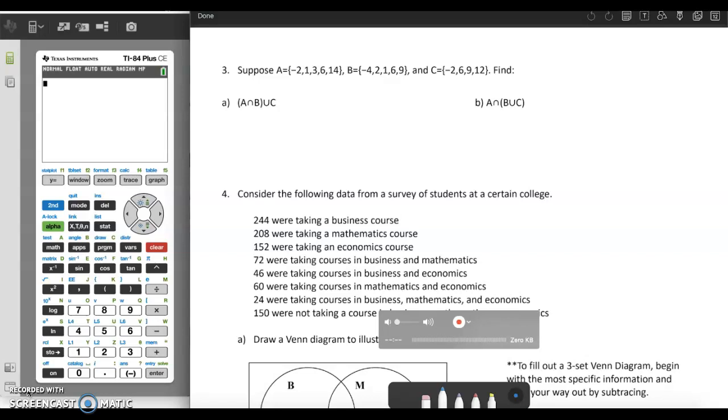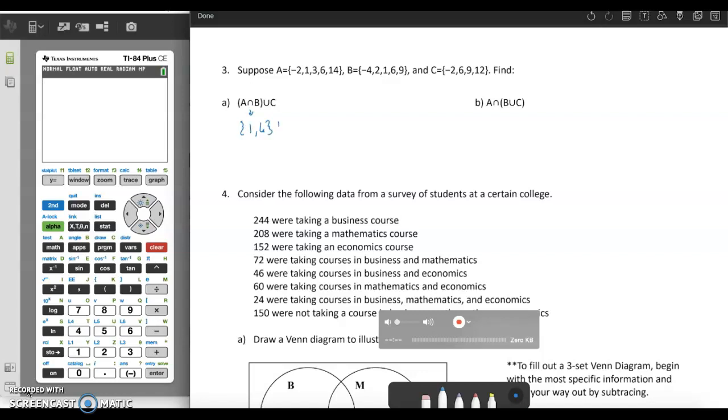So the first thing I would do here is figure out what is in A intersect B. So what is in both A and B? And I'm going to write this in the braces. As I look at the different elements in A and in B, I see that the elements 1 and 6 are the elements that A and B share.